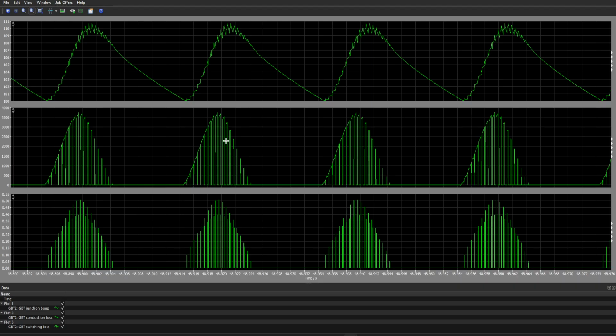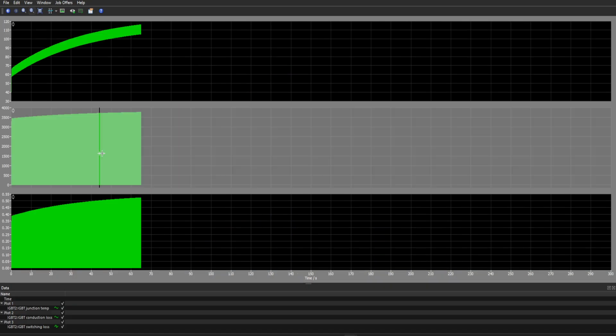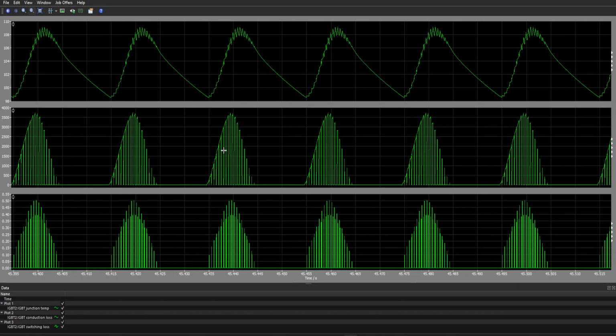These are the loss areas. One is for the conduction loss, as you can see. The second one is conducting, but of course with switching. And then this is the switching losses in the form of half sinusoids. These are in terms of watts, so it's the power loss.